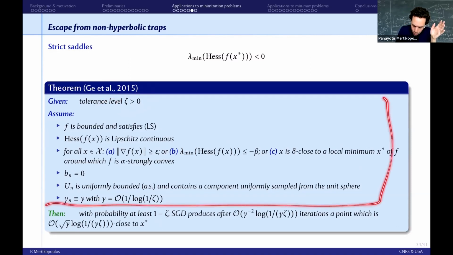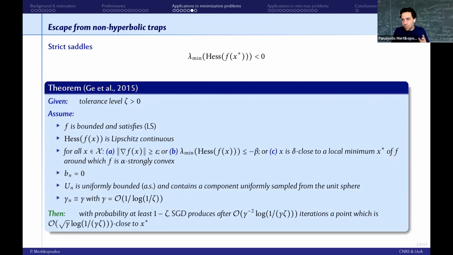All right. Under all these assumptions, what Ge et al. showed is that with probability at least 1 minus zeta, if we run the algorithm for 1 over gamma squared times basically log of 1 over gamma zeta iterations, it will produce a point which is square root of gamma close to one of these locally strong local minimizers of F.